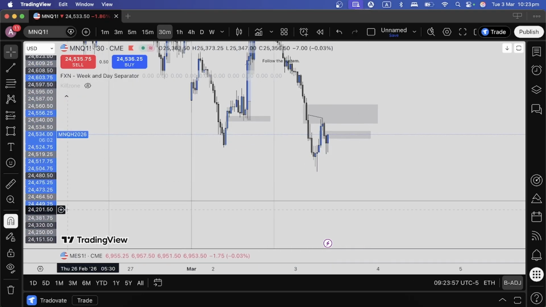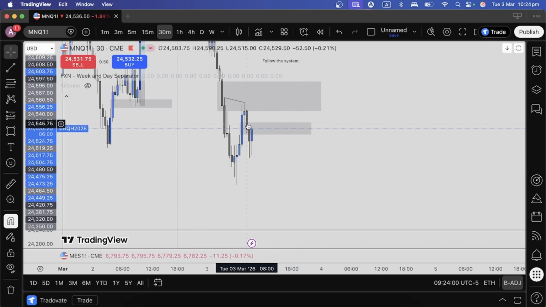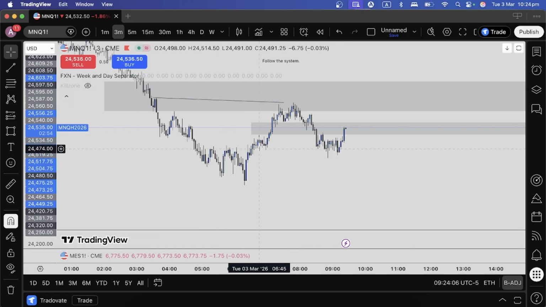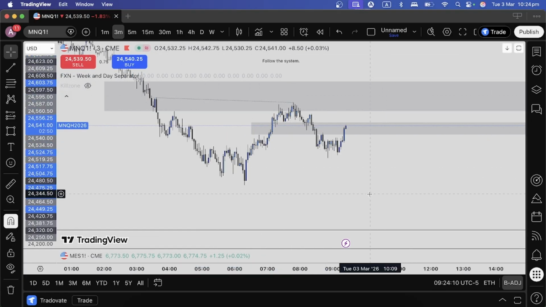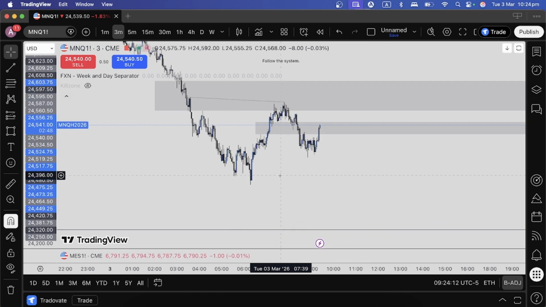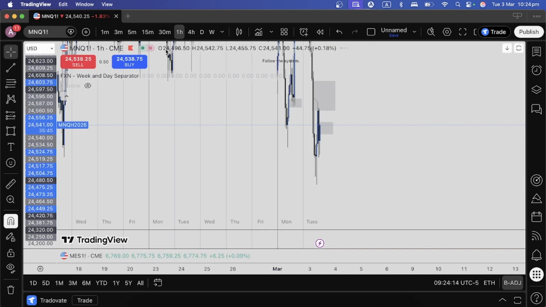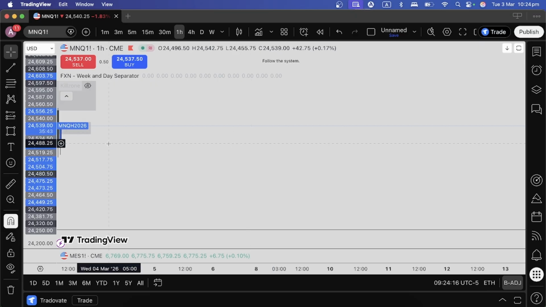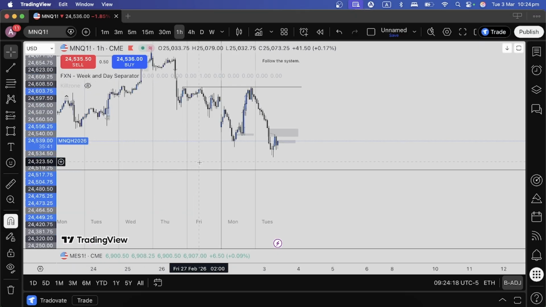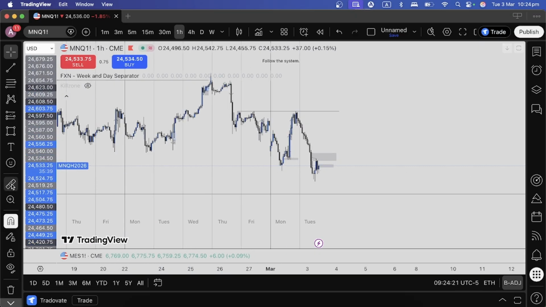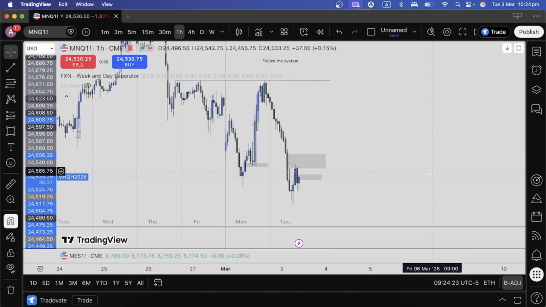So of course I would like to see price respect this 30-minute inverse fair value gap, and then I want to see displacement below if it was to be shorts. But I can see a case for both sides.